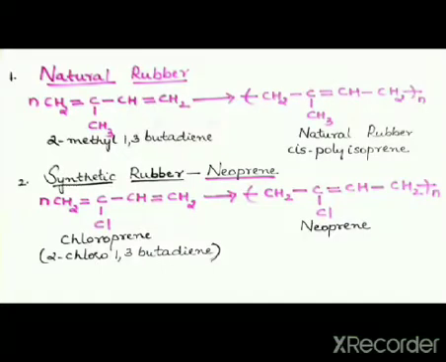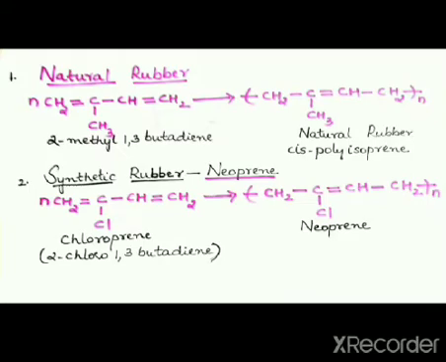Let us now consider natural rubber and the synthetic rubber neoprene. Under synthetic rubber, we also have Buna S and Buna N. Now take natural rubber. Its monomer is 2-methyl-1,3-butadiene. It is also known as isoprene. A large number of isoprene molecules polymerize to give the polymer natural rubber, which is also called cis polyisoprene.